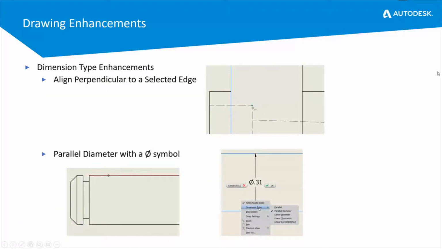Some other enhancements: align perpendicular to selected edge. Here you can see we can go across, choose rotated, click on an edge, and across that comes parallel, which looks really good. Down the bottom over here, we can now do a parallel diameter with a diameter symbol. We were able to do this in the old days, but we needed a center line running through the middle. We can now just choose those two edges and we pick up our diameter.